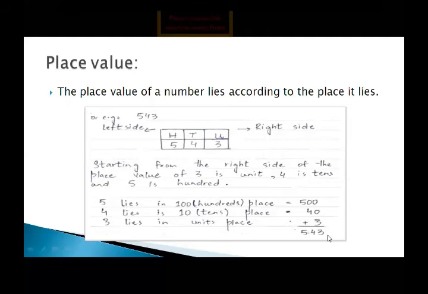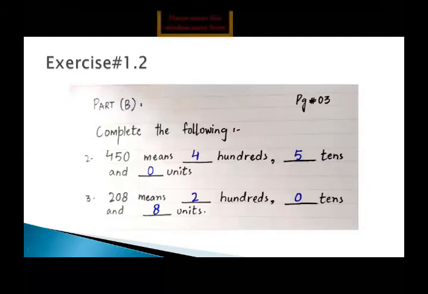Okay. Here you see, first of all, we are going to solve part B of exercise 1.2, that is, complete the following. Also look into your books, page number 3, part B of exercise 1.2. Number 1 is solved here in your books, and number 2 is solved here; look onto your screens. Question number 2. 450 means, yes students, 450 means what? How many hundreds, how many tens and how many units?